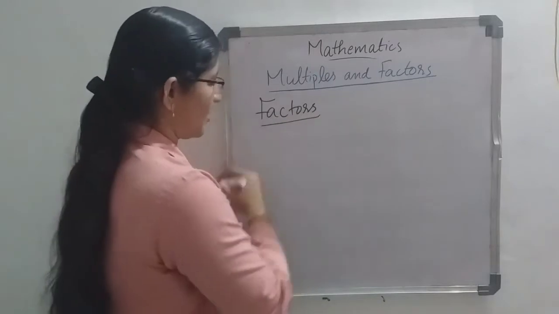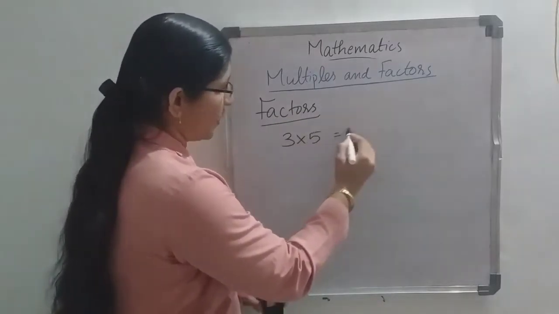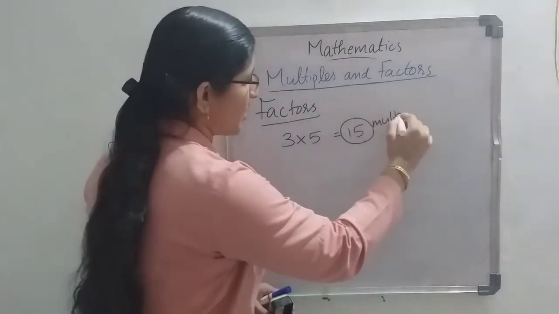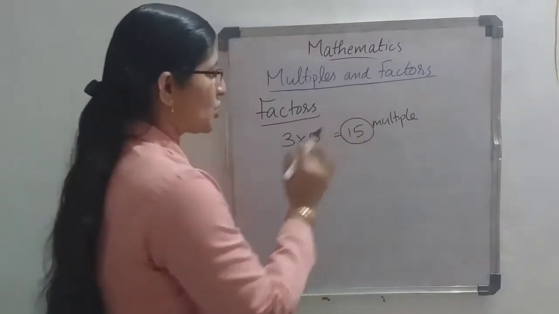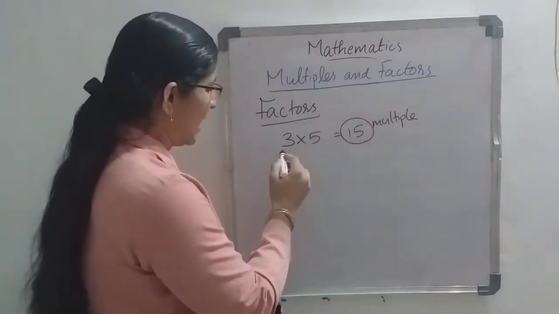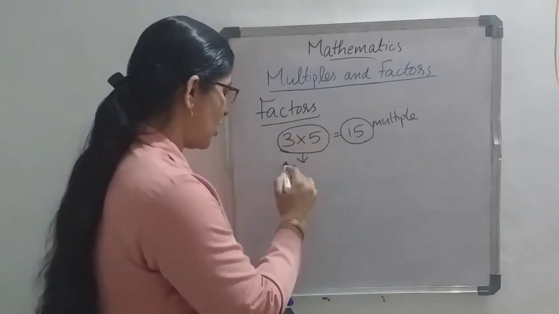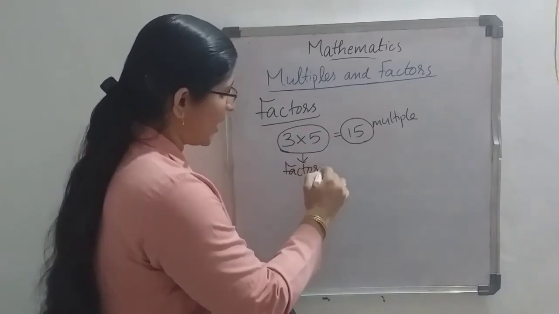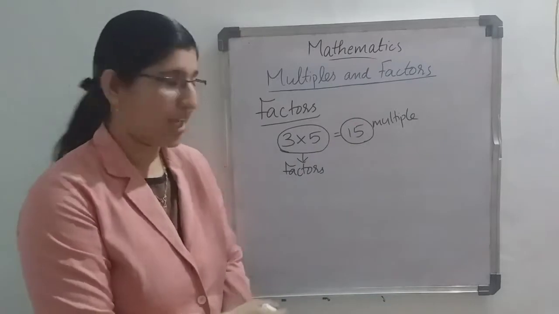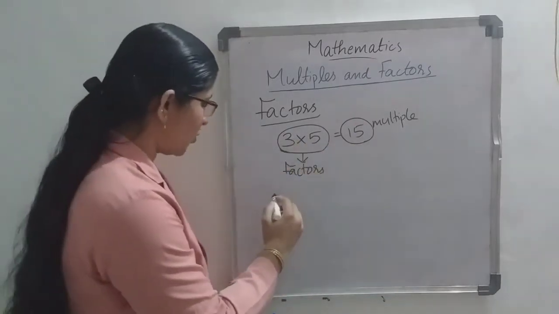Actually, what are factors? For example, I am writing one multiplication. 3 5s are 15. Here, this 15 is the multiple. We already studied that the answer, the product, is called a multiple. So this 3 and 5, the numbers which are being multiplied, are called factors. So we can say that 3 and 5 are the factors of 15. One more example I will show you.